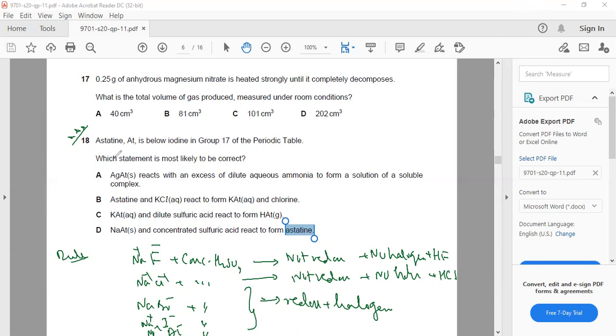First, you do it. So, what is the answer? Silver acetate reacts with excess ammonia to form a solution. Wrong. Write down a rule: solubility of silver halide decreases down the group. Silver chloride is soluble. Silver bromide in dilute ammonia is partially soluble. Silver iodide is not soluble. Silver acetate is not soluble in ammonia.